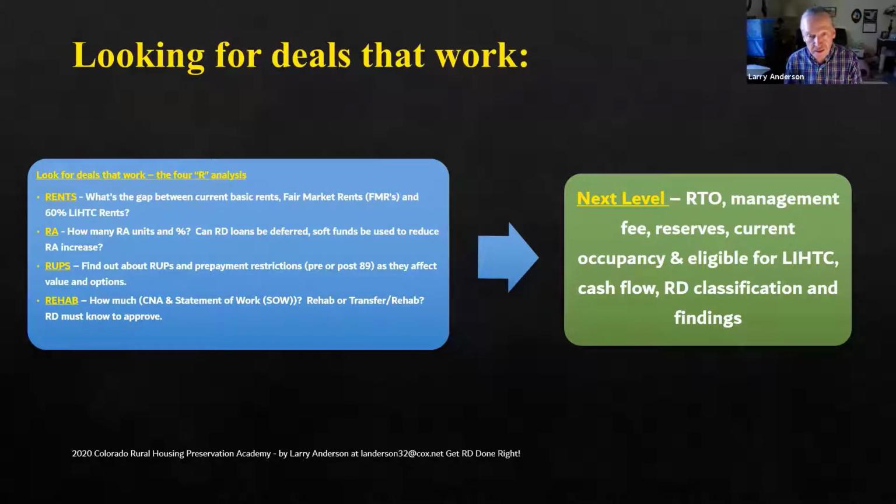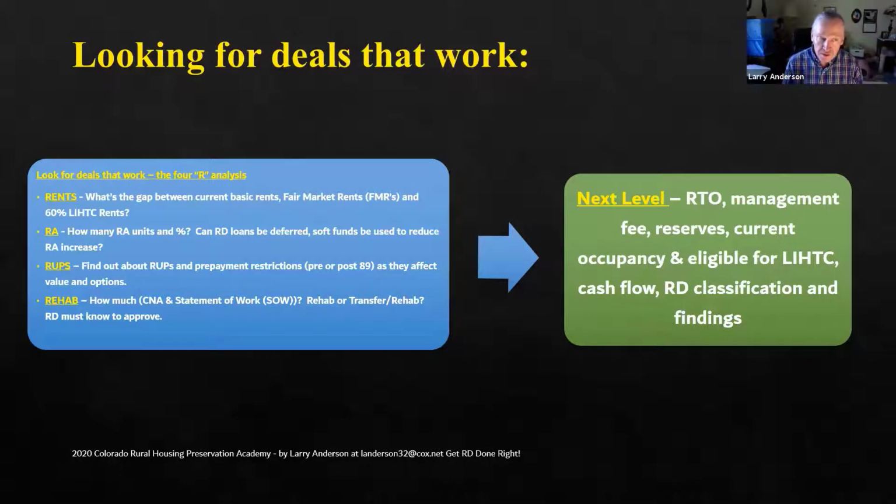HUD's got a website. If you've ever visited the Nova Gradic income calculator, just Google it. It's a wonderful source of that information. You can pull out any county in the country and find out what that difference is. So you want to see what the difference between the current rents are and the FMRs or 60% rents.